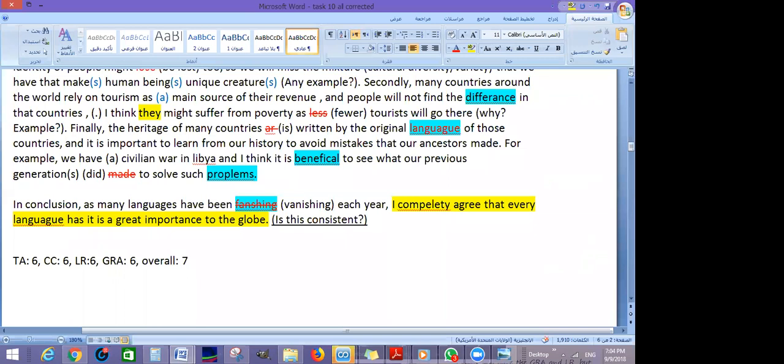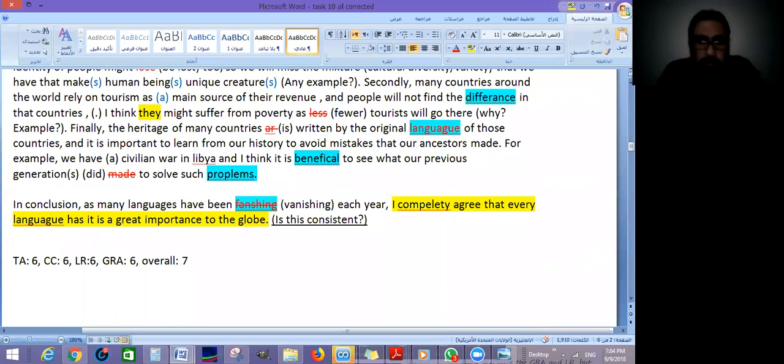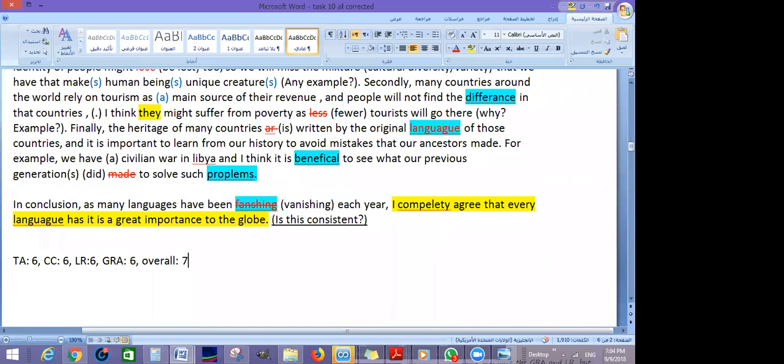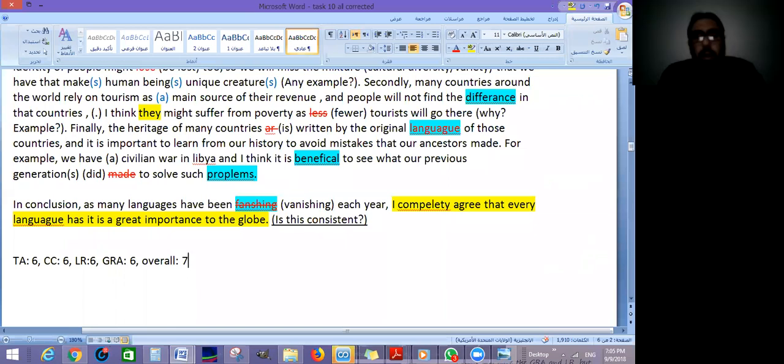Yes, Tamer, sir. I'm asking, is it better to put more than one idea per paragraph, putting two ideas for a body paragraph? Yeah, it is better to put two ideas per body paragraph.